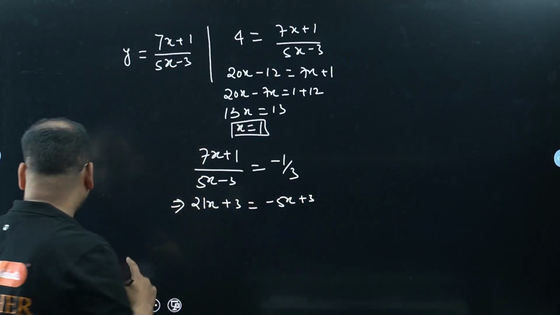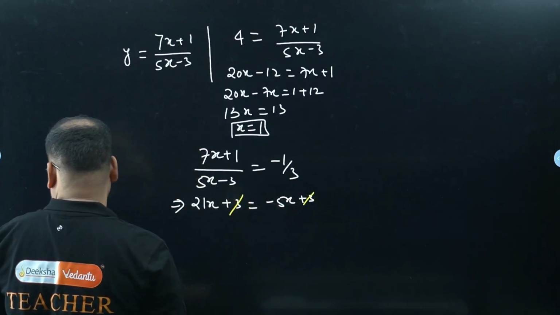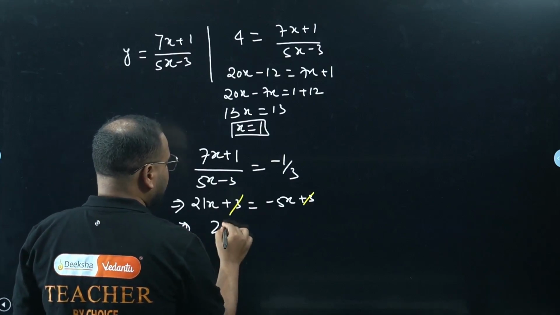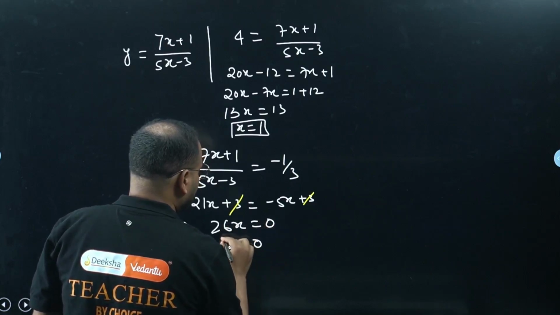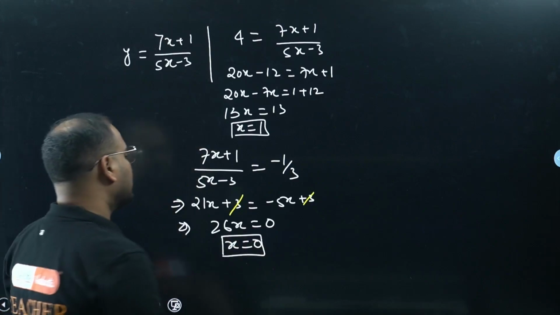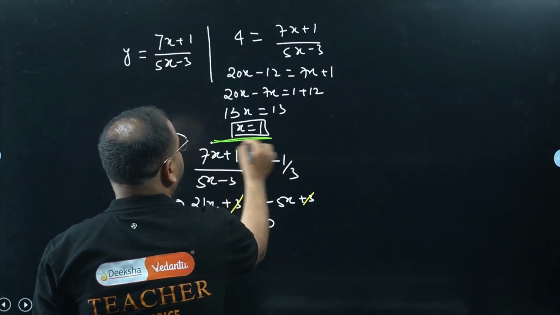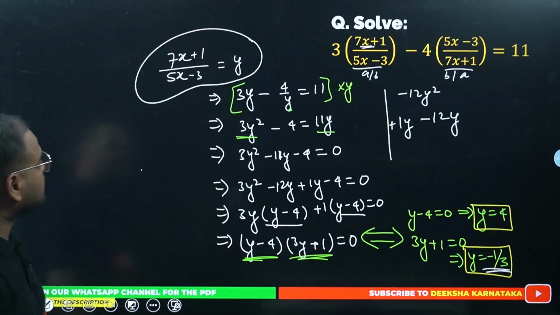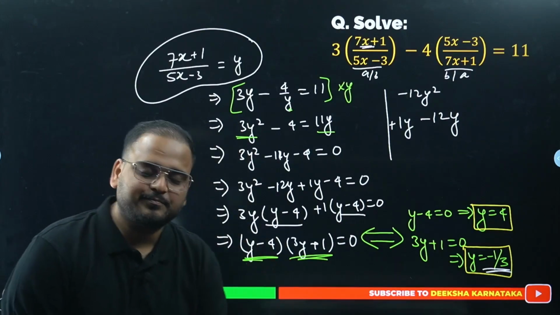What is happening here? Check here. 3 and 3 will go out. I will have only the x term, which will be nothing but 26x equals 0, x equal to 0, my second root of the quadratic equation. So what is my answer? 0 and 1. So for this particular question, the answer is 0 and 1. I hope this is clear.